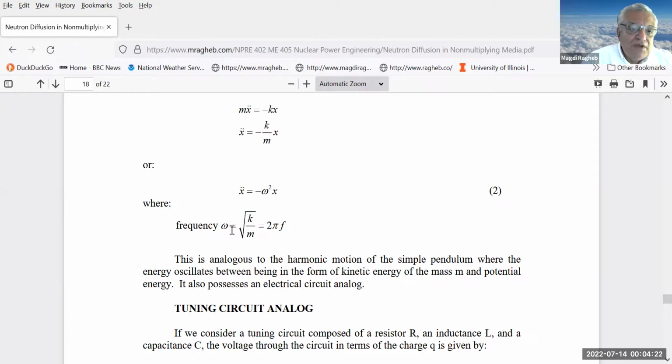And we know that omega is the square root of k over m, and this is equal to twice pi f, where f is the frequency of the oscillation.